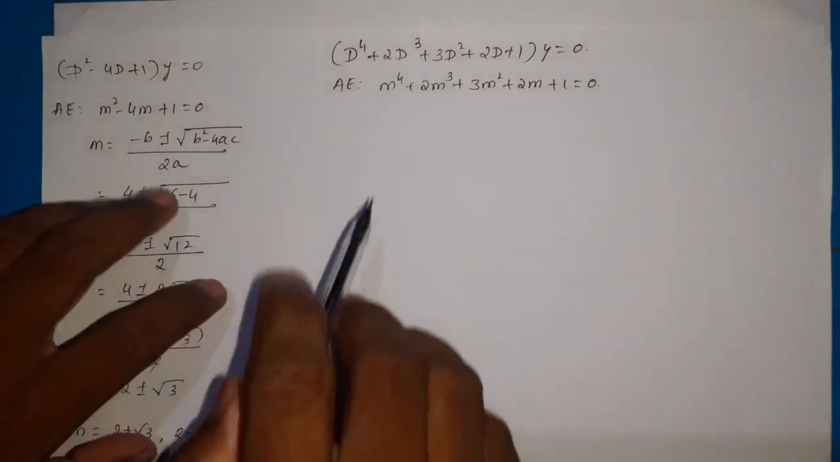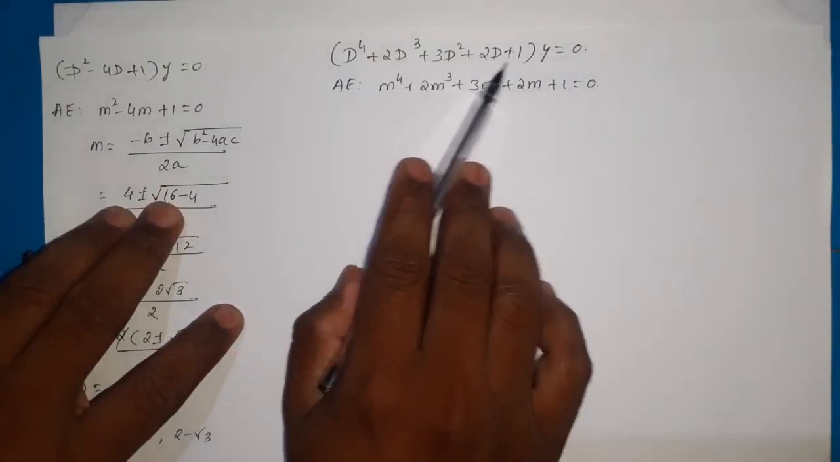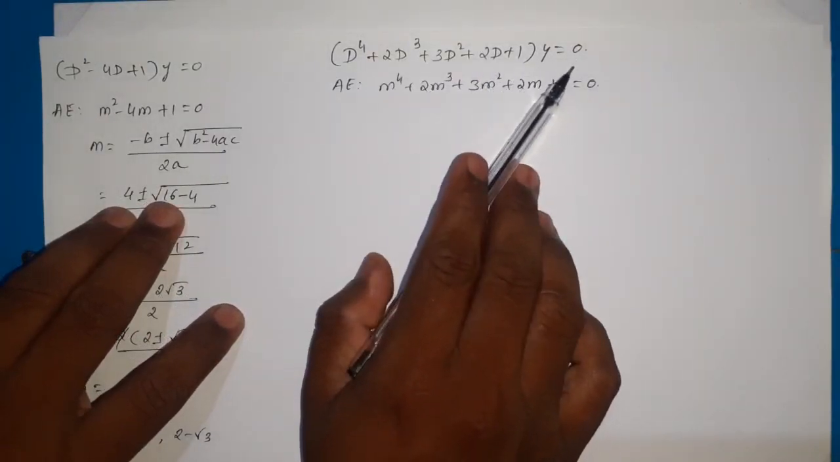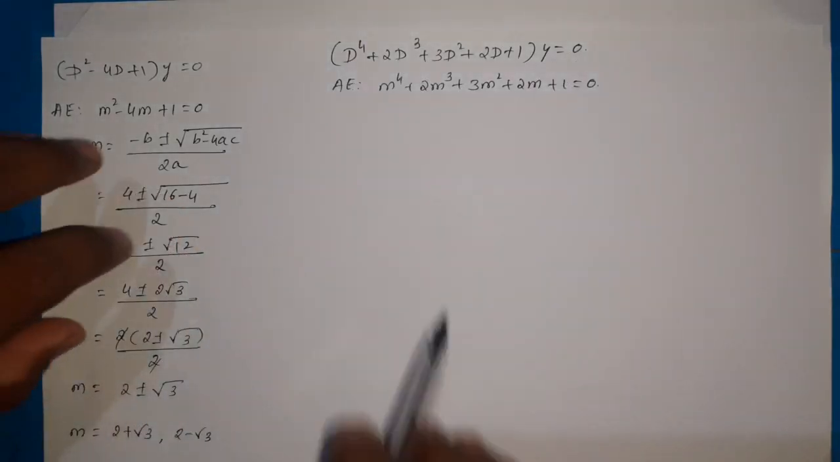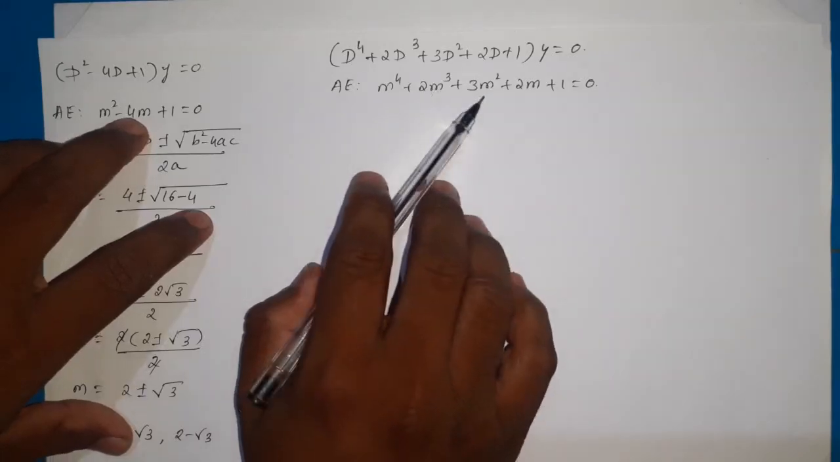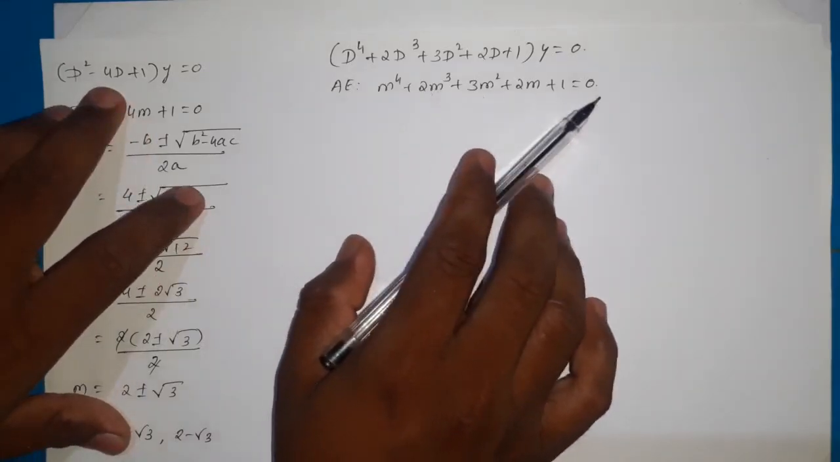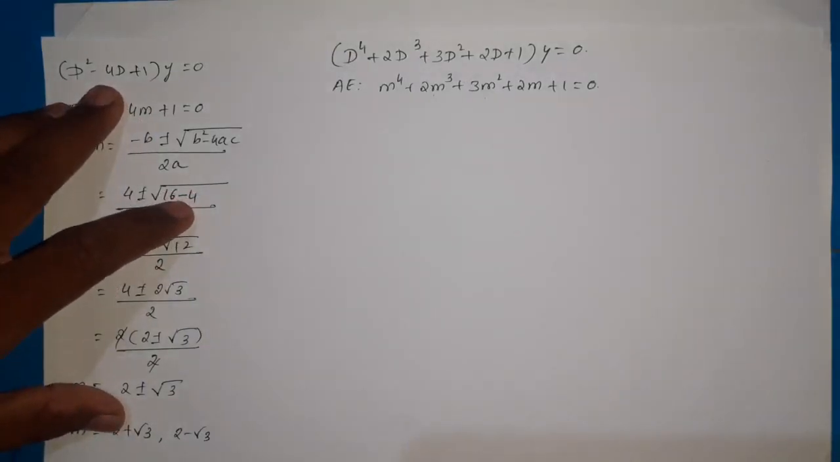The next example is (D power 4 plus 2D cube plus 3D square plus 2D plus 1) y equal to 0. Here also the equation is in symbolic form. So its auxiliary equation is m power 4 plus 2m cube plus 3m square plus 2m plus 1 equal to 0. Here the power of the equation is 4, so it has 4 roots.